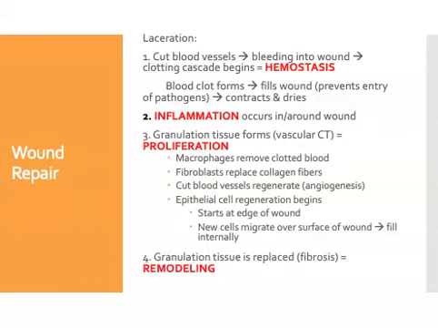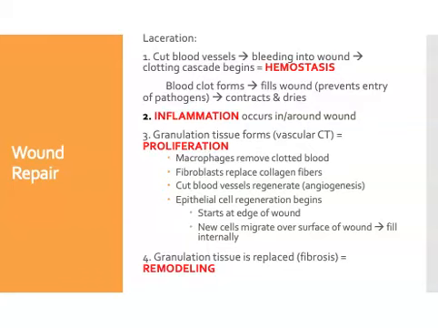Hemostasis, step 1. The second thing that happens is the process of inflammation. And we'll talk about inflammation in just a minute. The third step that happens is a process called proliferation. Now, what this word is referring to is the production of new cells to help close up that wound.